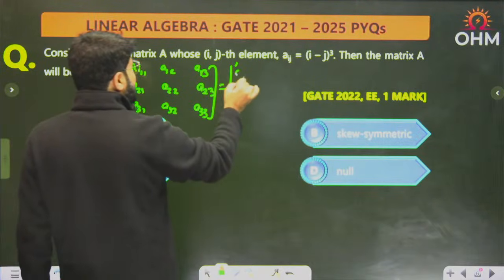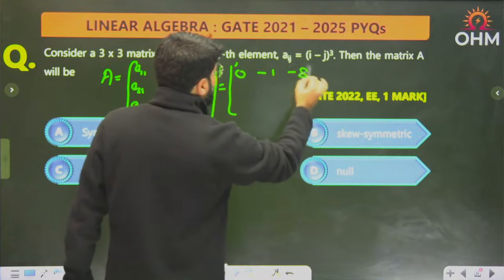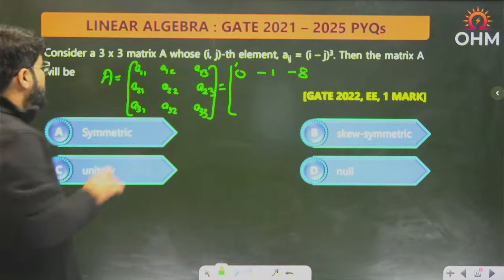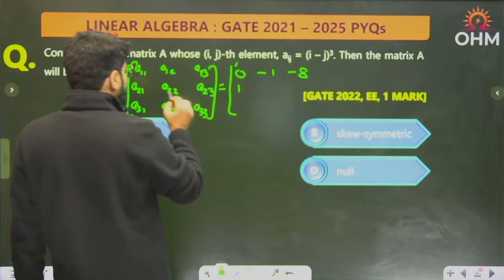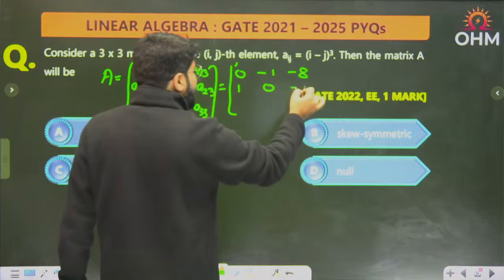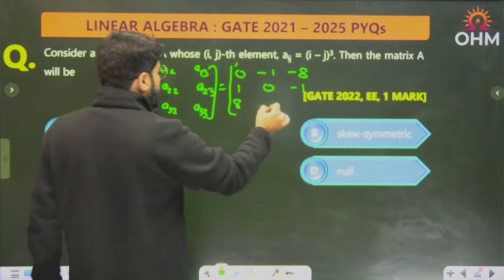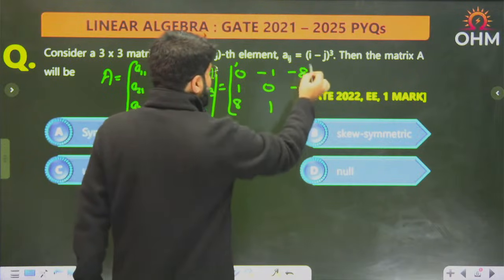So 1 minus 1 is 0. 1 minus 2 is minus 1, and minus 1 cube is minus 1. 1 minus 3 is minus 2, and minus 2 cube will be minus 8. Now A2,1: 2 minus 1 is 1, 1 cube is 1. 2 minus 2 is 0. 2 minus 3 is again minus 1, and minus 1 cube is minus 1. 3 minus 1 is 2, 2 cube is 8. 3 minus 2 is 1, 1 cube is 1. 3 minus 3 is 0. This is how it is.